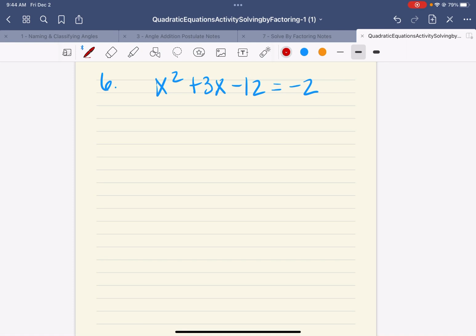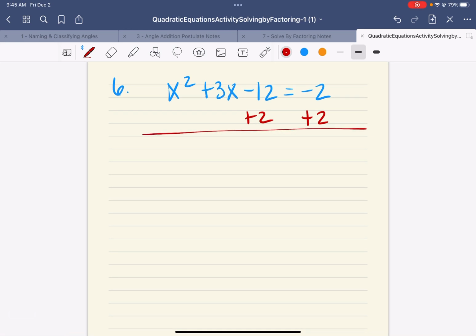So we need to get this negative 2 to be 0. What's the opposite of negative 2? Positive 2. So you're going to add 2 to both sides. Nothing else changes. Negative 12 plus 2 is negative 10. And now on this side, we have 0. I like to put a z through it for 0, and we're going to write a 0 right there.